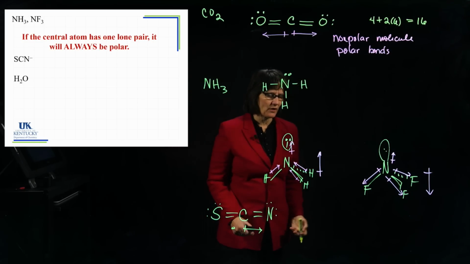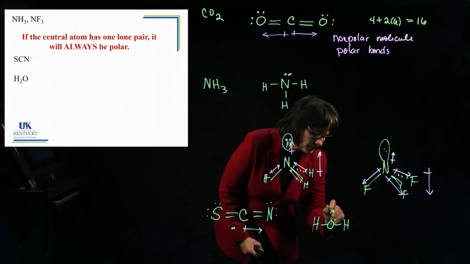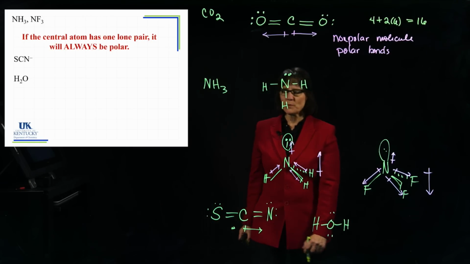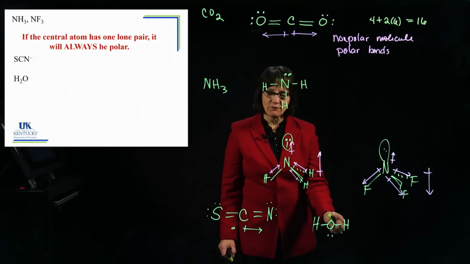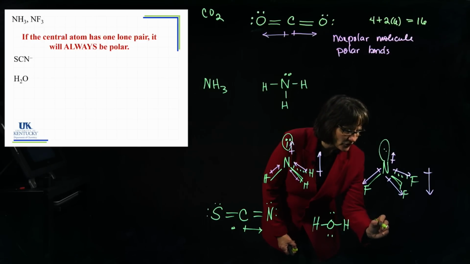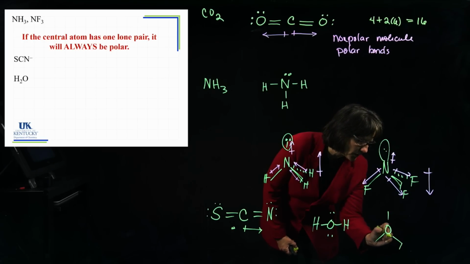All right, let's do water next. We'll do water in this space over here. Here is the Lewis structure of water. Once we have the Lewis structure, then we can do the shape of water. It has 1, 2, 3, 4 legs. So we have our oxygen in the middle, and we have our tetrahedron arrangement.